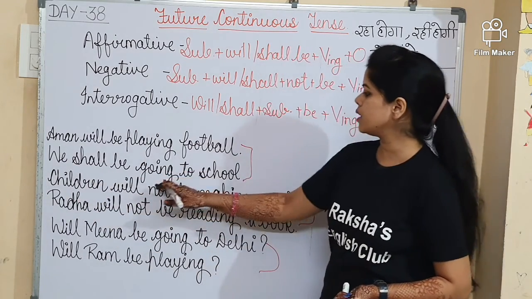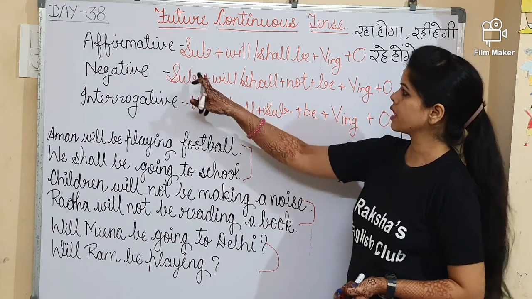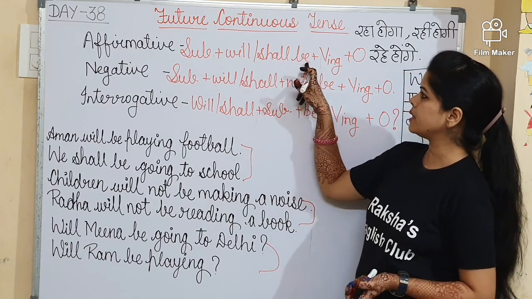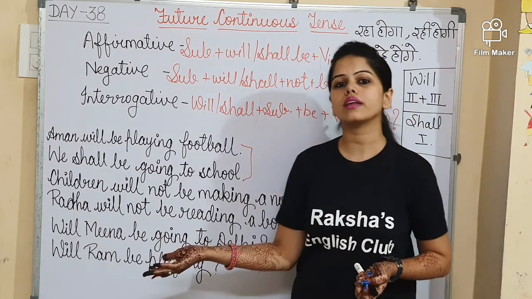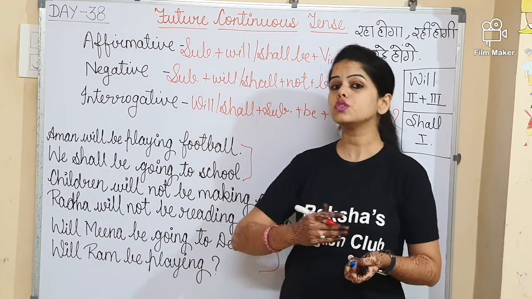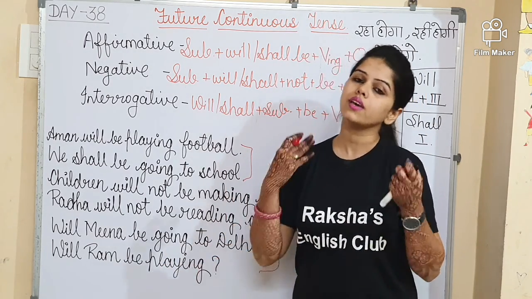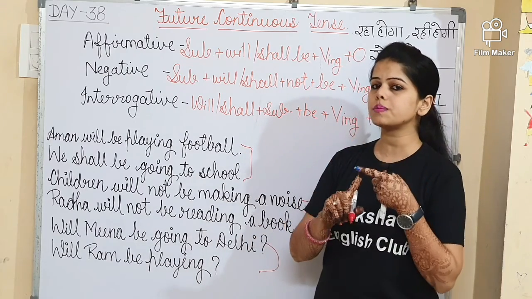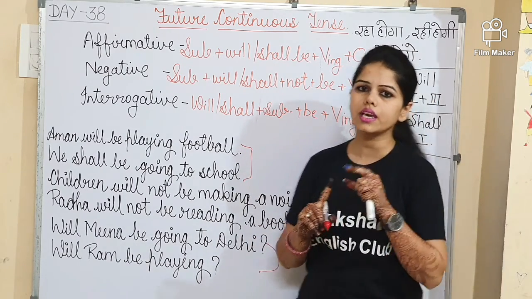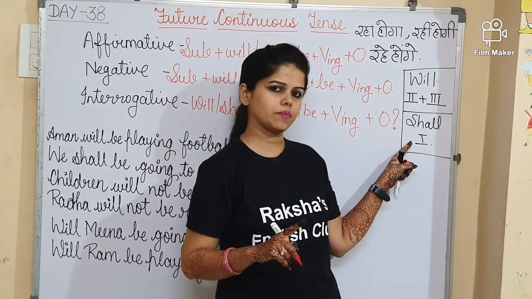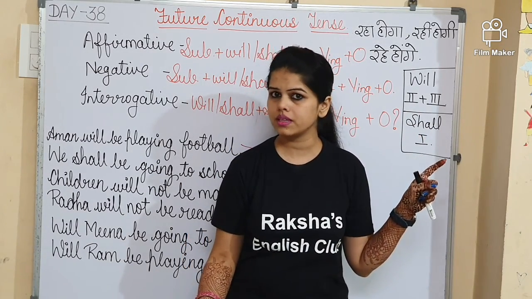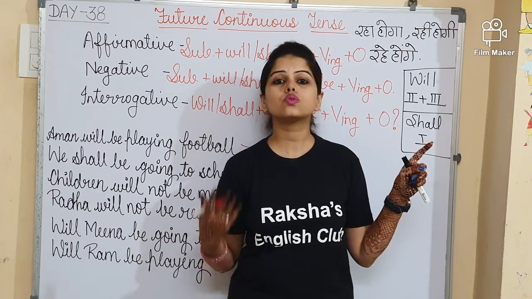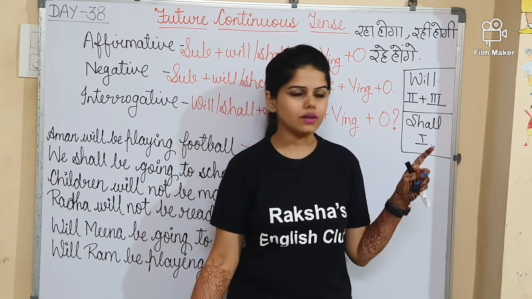वी शैल बी गोइंग टू स्कूल. हम स्कूल जा रहे होंगे. हम फ्यूचर में ऐसा कर रहे होंगे. What we have to do? अगर हम फर्स्ट पर्सन की बात कर रहे हैं आई या वी की, तो हम शैल यूज करेंगे. ओके, आई शैल बी गोइंग टू स्कूल नेक्स्ट मंथ. मैं अगले महीने स्कूल जा रहा होऊंगा.